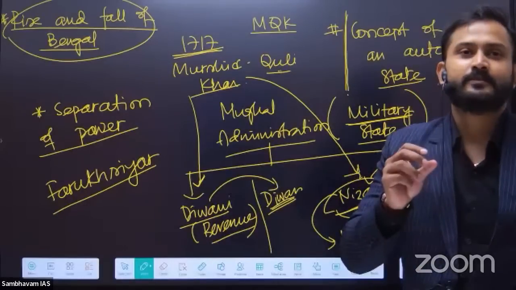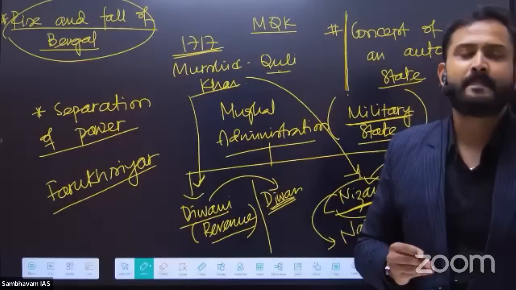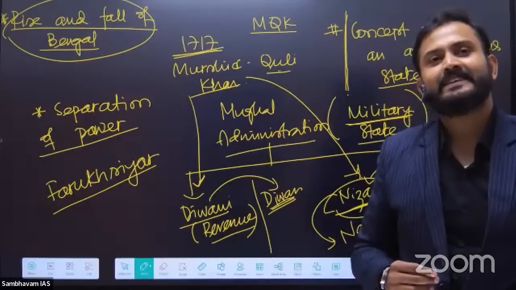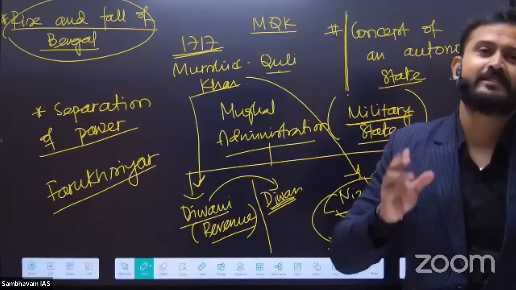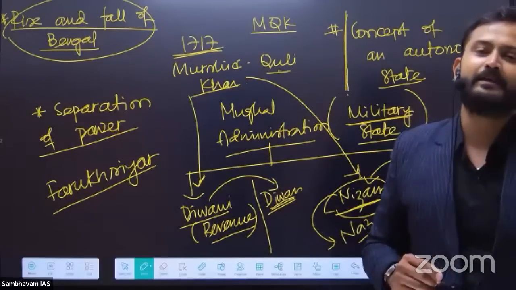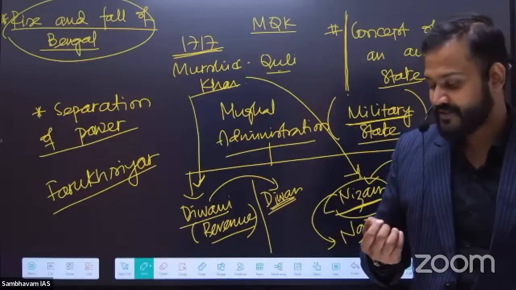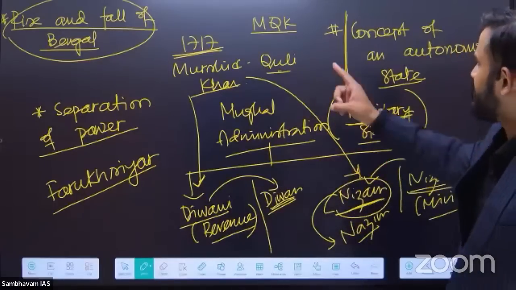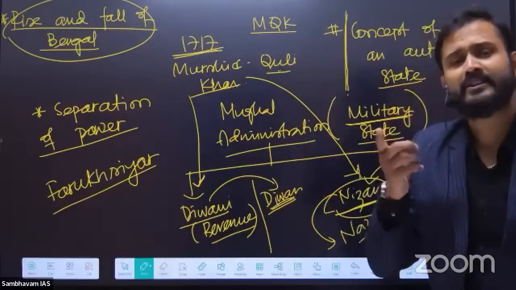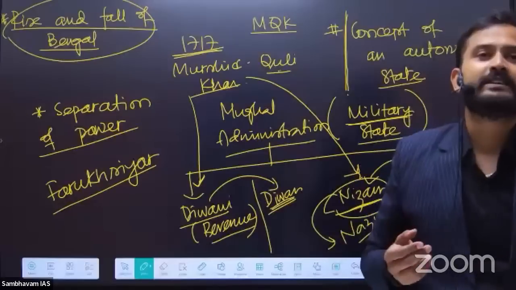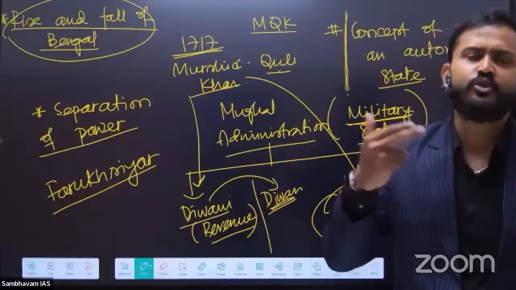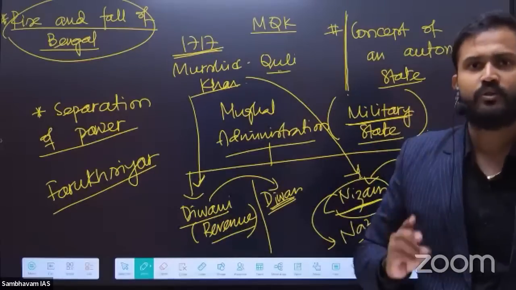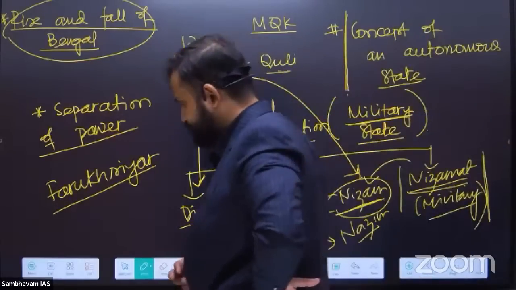Thus, Bengal became the first autonomous state. That means I am using the term autonomous. Am I saying independent? No. That means what? Murshid Quli Khan continued to associate himself with the Mughals. Write it down, you will forget. Write down.